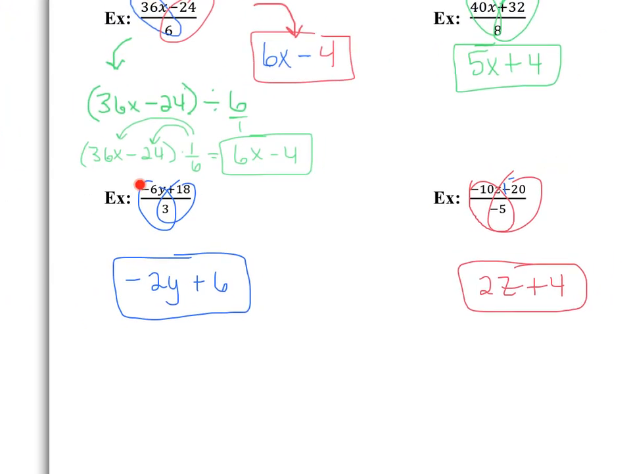Here I have negative 6y divided by 3, which is negative 2y, plus 18 divided by 3, which is 6. And here I have negative 10z divided by negative 5, which is positive 2z. Again, I made it plus negative 20, so that's my plus. Negative divided by negative would be positive 4.